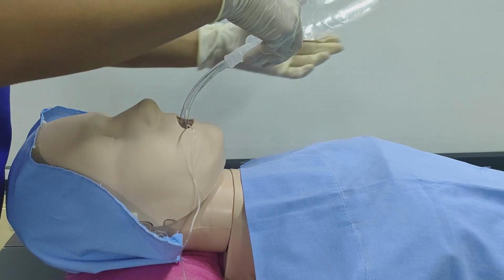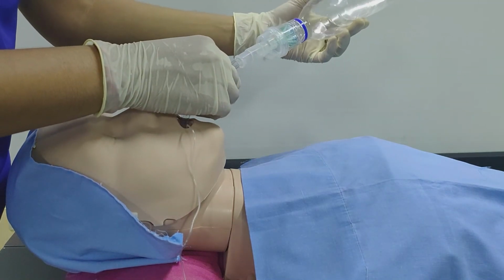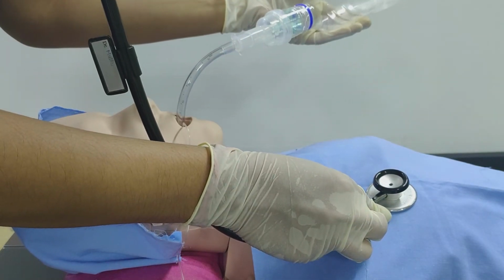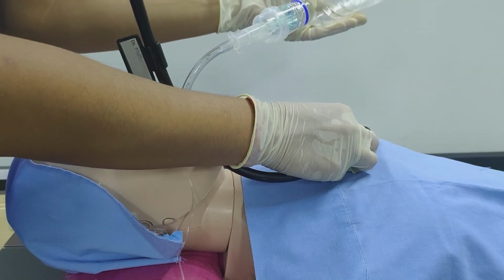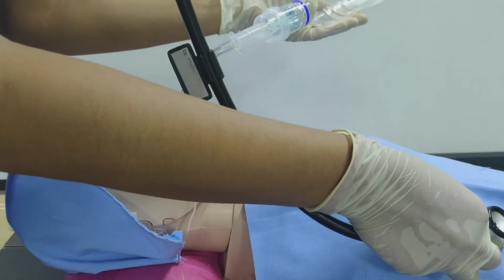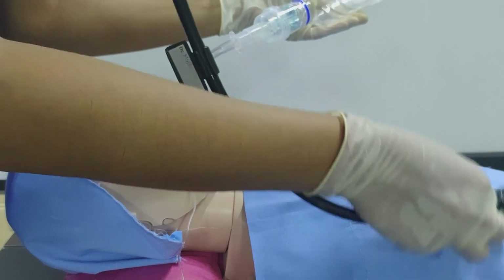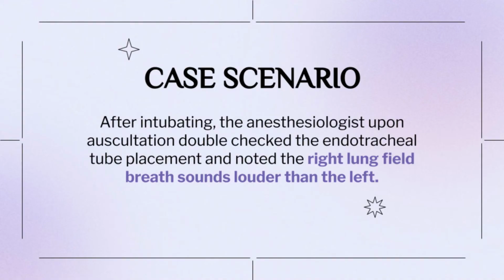Attach the bag valve mask and auscultate the lungs and the epigastrium to check for proper placement. If correctly placed, breath sounds should be equal and there should be chest rise with no gurgling sounds in the epigastrium. In our case scenario, after intubation, the breath sounds were heard louder in the right than the left. This suggests a right endobronchial intubation.